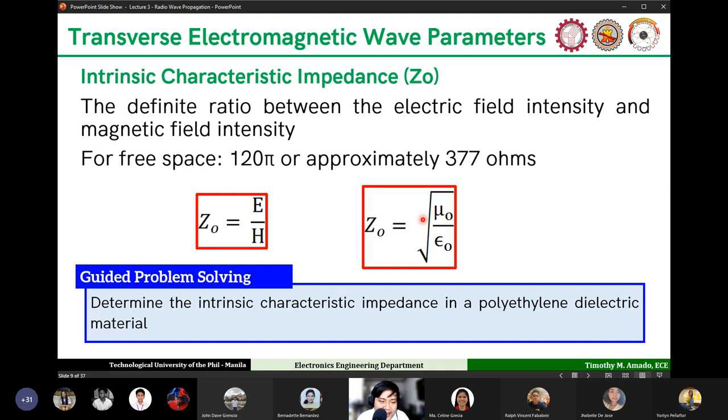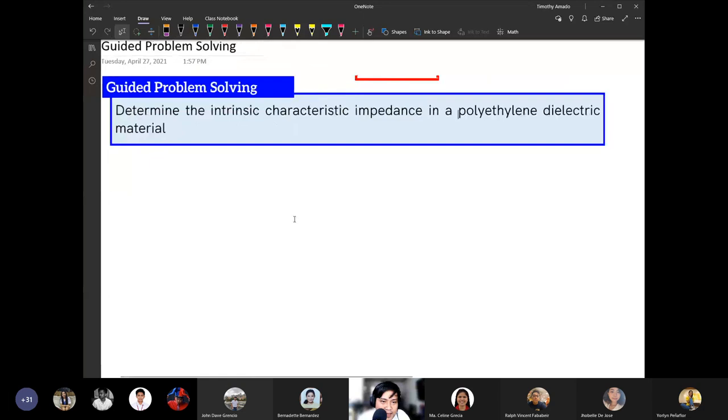However, paano pagka ganito? Determine the intrinsic characteristic impedance in a polyethylene dielectric material. Let's try to solve that question, guys. Paano natin ito isa-solve? Naalala niyo yung formula ng characteristic impedance sa free space, yung Zeo ng free space. Yung Zeo ng free space is given by square root of mu O over epsilon O. Now, guys, this is for free space.